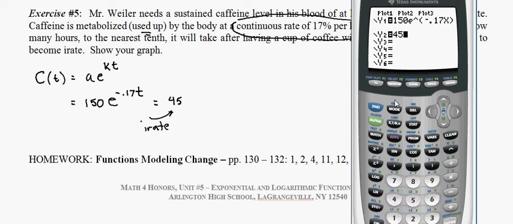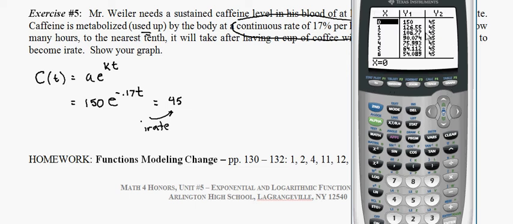Now, it's kind of tricky because I don't exactly know the best window. Maybe what I want to do is look at the table, and I can see it tabularly. So here's my caffeine level. Here's that constant 45. We're watching for it. Oh, look at that right there. It goes from 45.6 down to 38.5 roughly. So it's around 7 hours. But more than anything, what this does is it gives me a good window. Let's go into my window now.